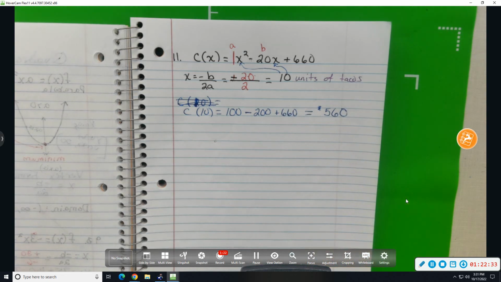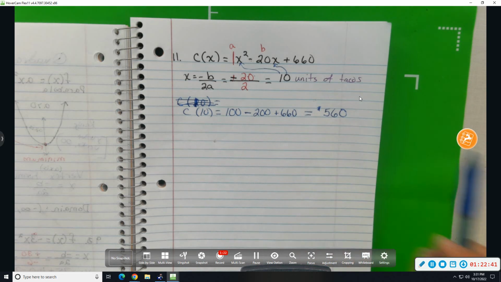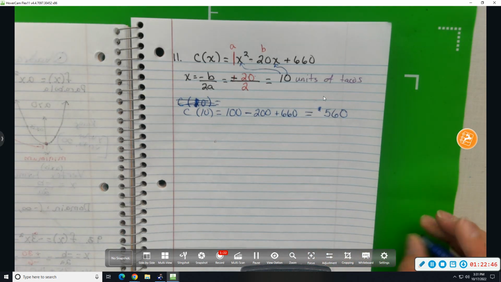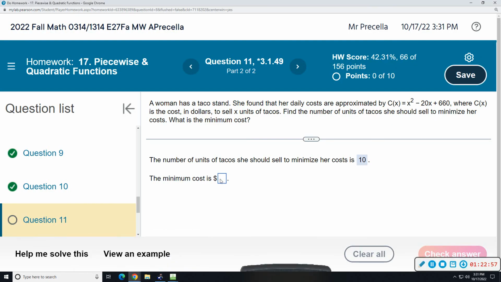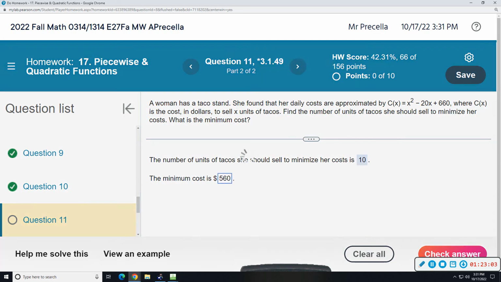I assume that a unit is not just one taco. Okay? If she's spending $560 in order to make her 10 tacos, there's a big problem there. That means that she better be selling those tacos for over $56 a taco. So it might even be more than just a dozen tacos. I would think maybe 100. So the minimum cost is $560.